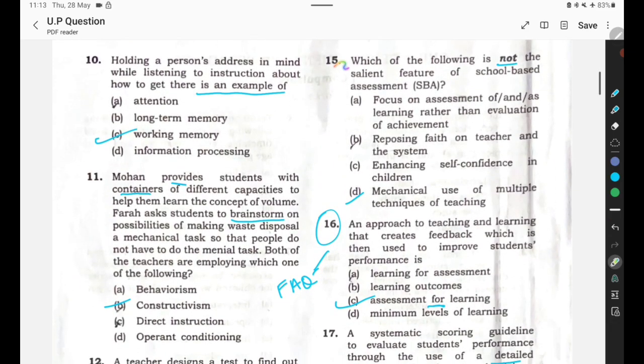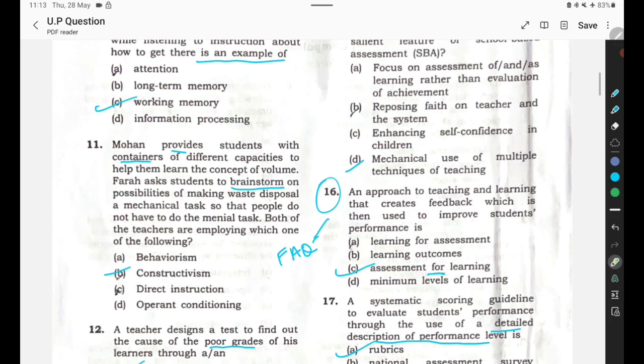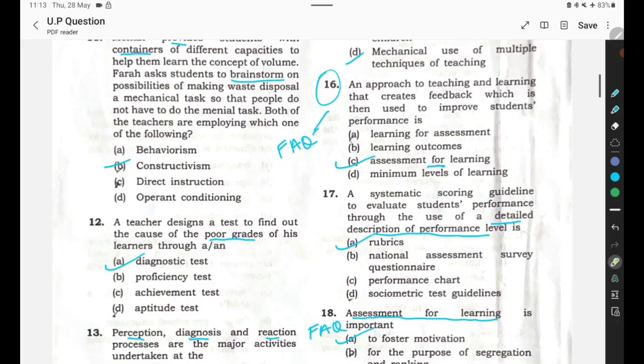Question number 15. Which of the following is not the salient feature of school-based assessment? Mechanical use of multiple techniques. These are not the salient feature, okay? All of these are salient features, but option D is not a salient feature. Question number 16, which I mark with a circle, okay? That means it is important.